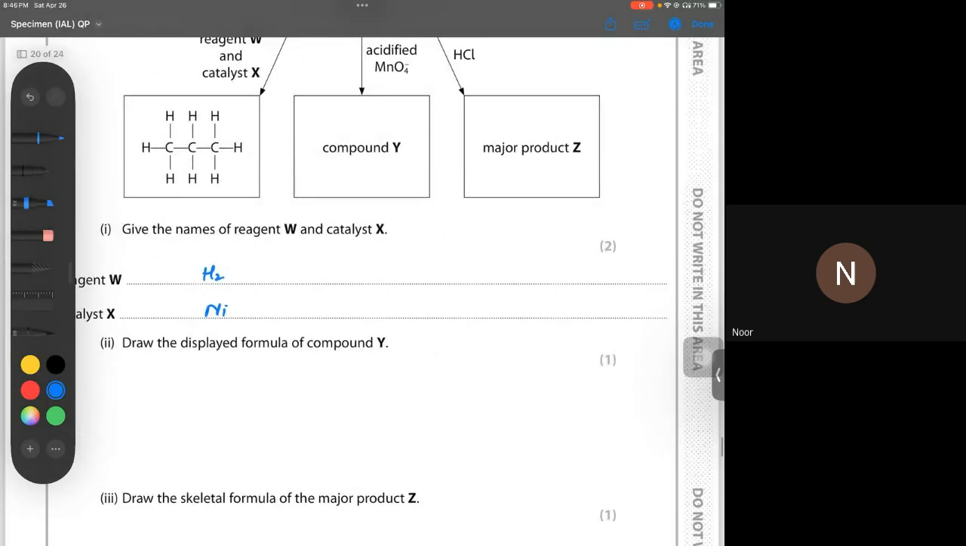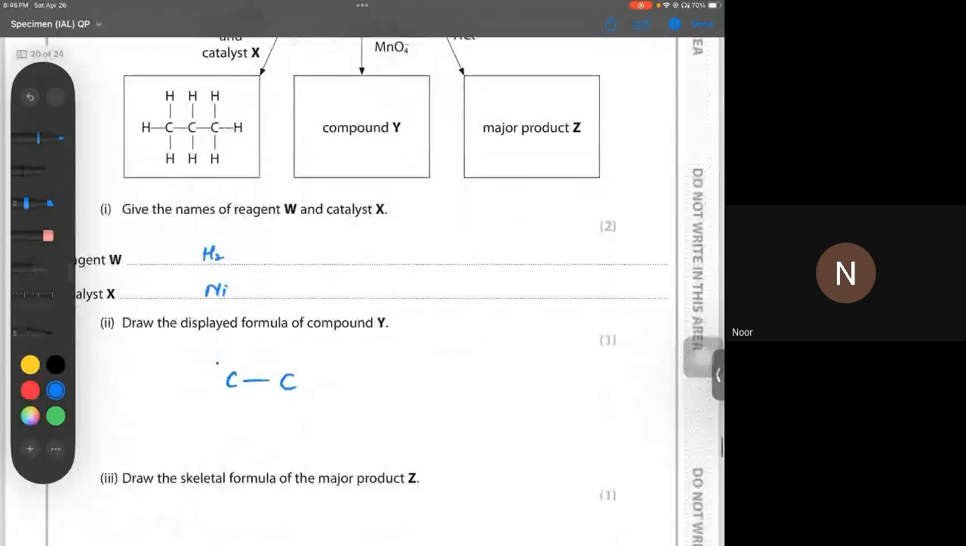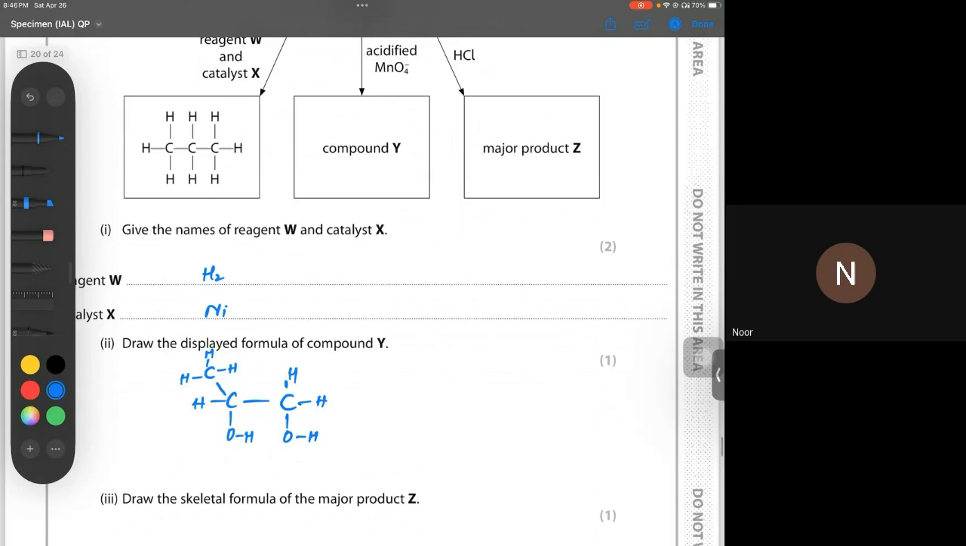So I told you that whenever you have an alkene, if you are going to oxidize it, it would be giving you, in the presence of an oxidizing agent, a diol. Simple, simple. Okay.